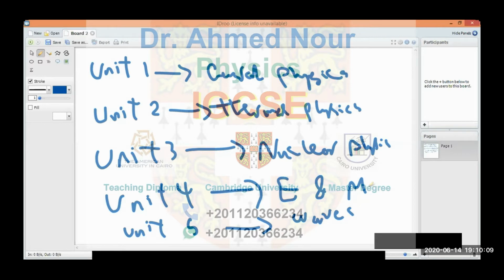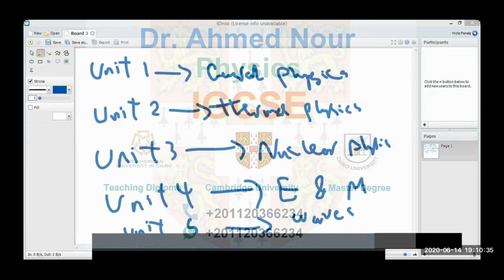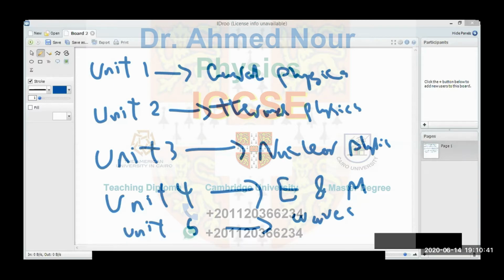And as you know, in your exam for Cambridge, you have 3 papers: paper 2, 4, and 6. 2 is multiple choice, and 4 is a theory paper, and paper 6 is the practical. And then in the Excel, we have only 2 papers, 1P and 2P. The 2 papers are mixed between the multiple choice questions and the essay questions.